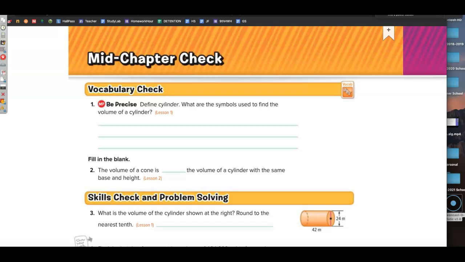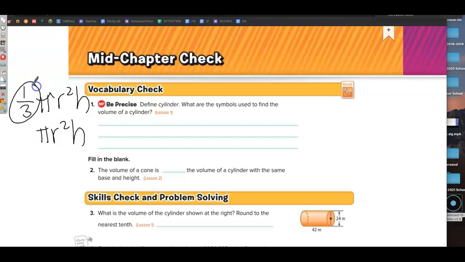Now number 2, it says the volume of a cone is blank, the volume of a cylinder. What's the difference between the volume of a cylinder and the volume of a cone? The cone is 1/3. Good. The cone is 1/3. So your answer for number 2 should just be 1/3, because the cone is 1/3 pi r squared times height, and cylinder is just pi r squared height. So the cone is just 1/3 of it.